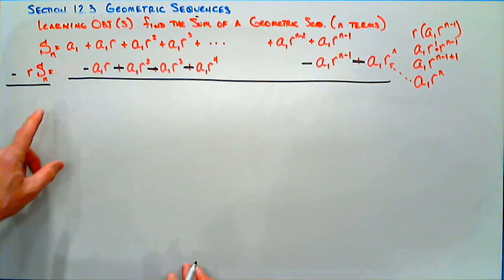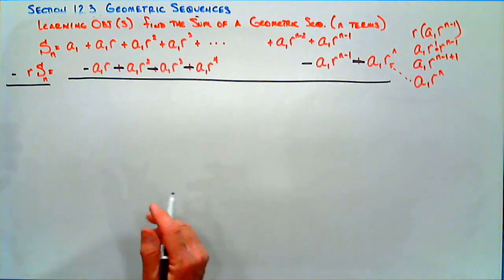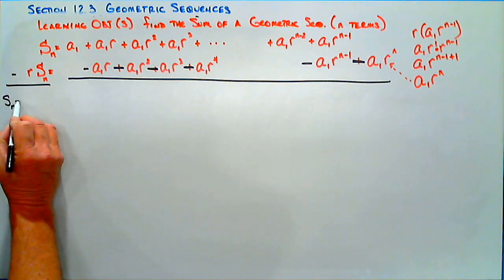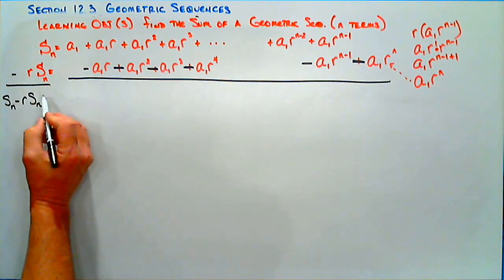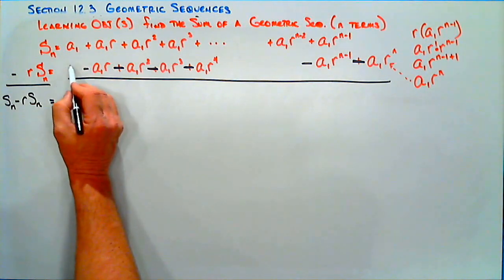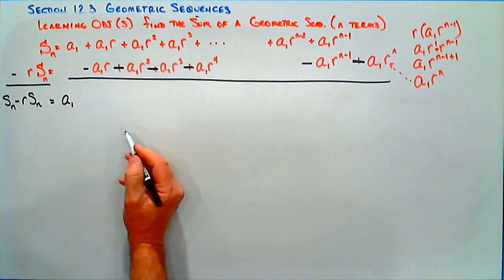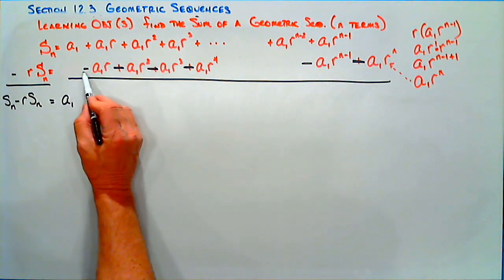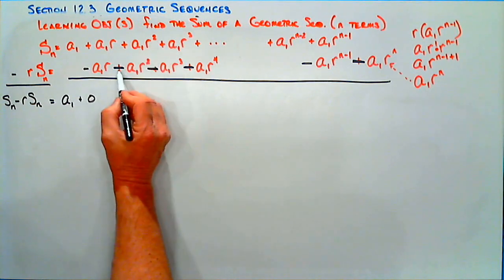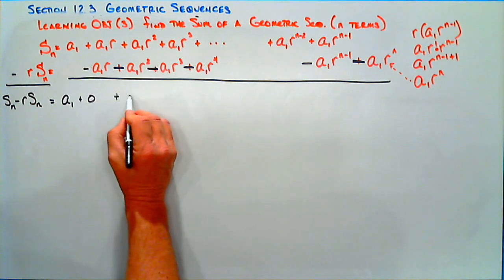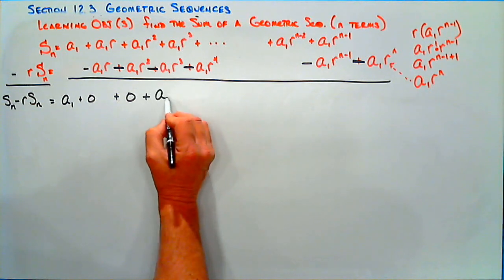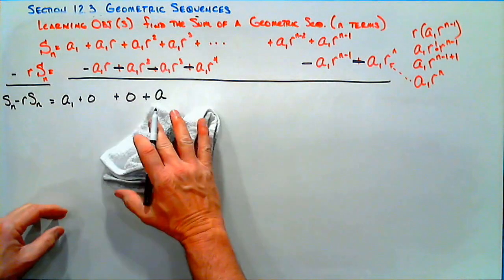Okay? Now we're going to add straight down. Look what happens over here. Over here we have s sub n minus r s sub n, because we just add those up. This one's negative. What happens on this side when we add? Well, there's nobody under the a1, so that comes straight down. But look at this. We have a1r minus a1r. That's going to be 0. Here we have a1r squared minus a1r squared. That's going to be 0. Here we have a1r cubed minus a1r cubed. Look at this. It's not a1r cubed, it's 0.